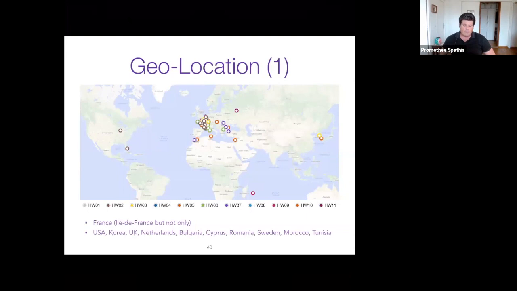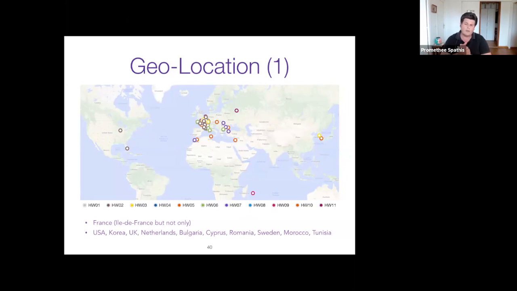So this is the information regarding the geolog. As I said, we have the IP addresses. You know that nowadays there are a lot of databases available, even online and free, that, given the IP address, tell you where the computer is located. So we extracted all the IP addresses and mapped them on this map. As you may see, students were mainly in France, obviously, but also in other parts of the world.